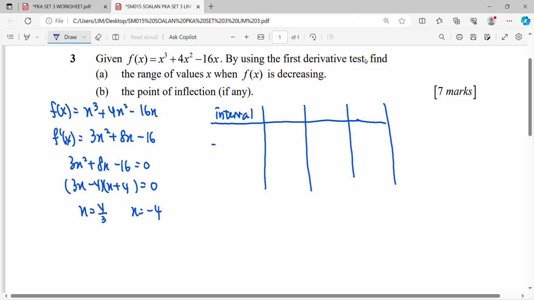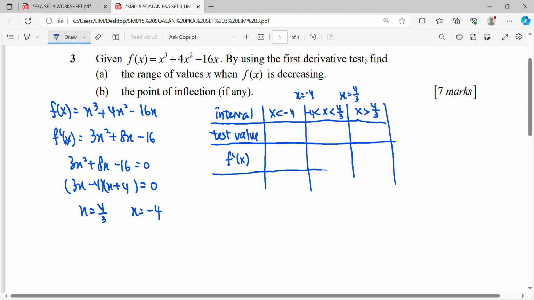Arrange your points in order. The smaller here is x = -4, followed by x = 4/3. So the intervals will be x less than -4, x between -4 and 4/3, then after 4/3, x more than 4/3. So we just find some test values to put into our first derivative to identify the tangent.